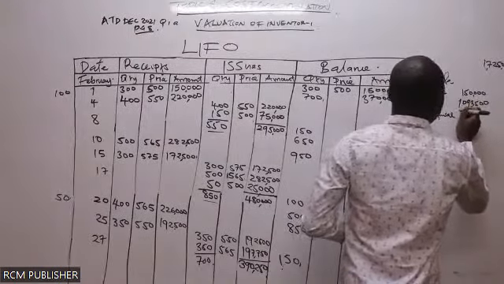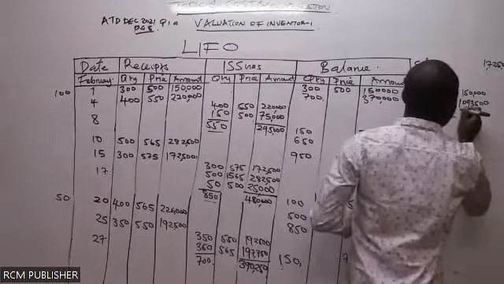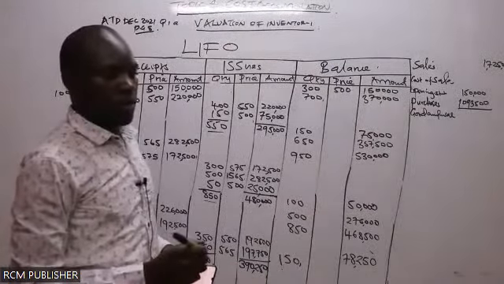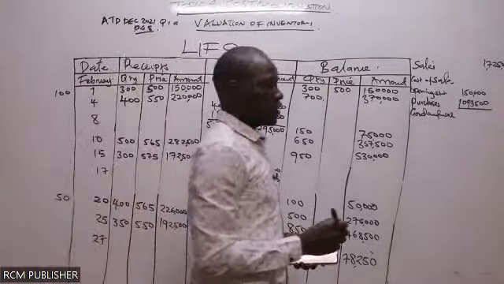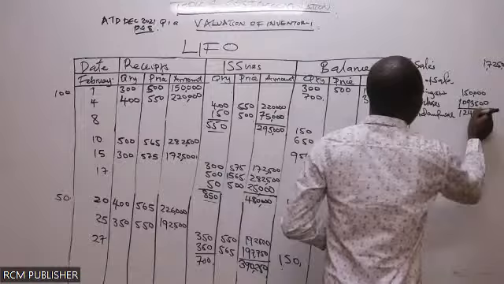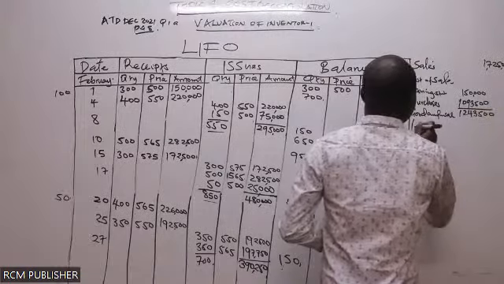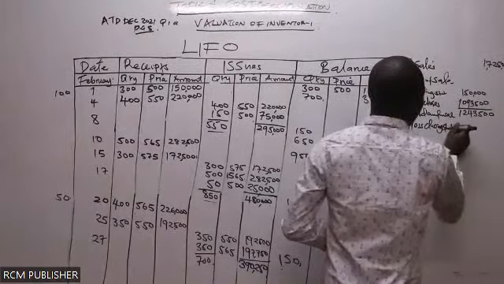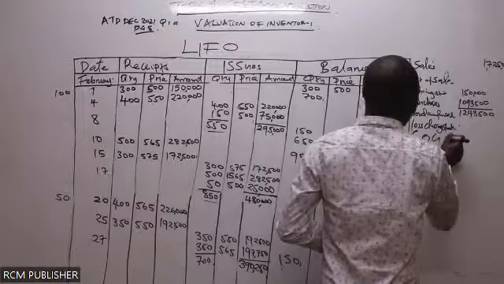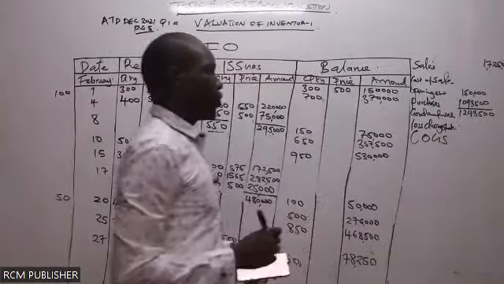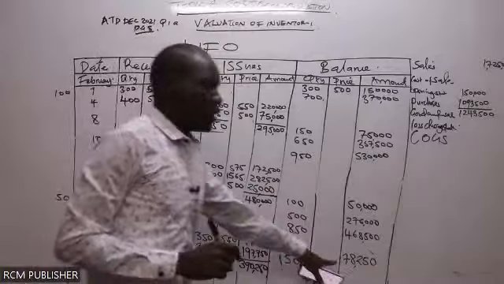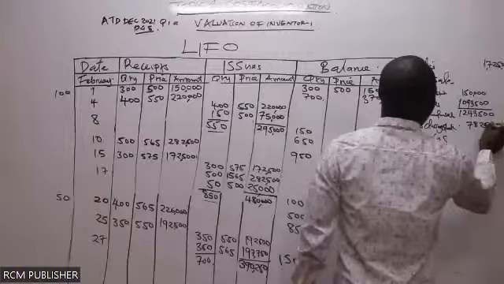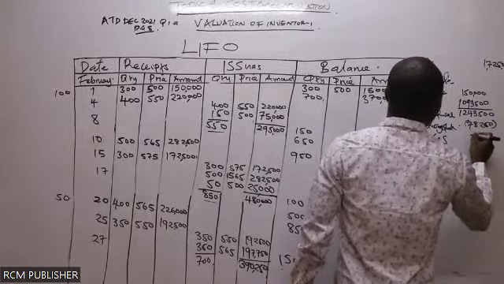What about the value of goods available for sale? 1,243,500. When we less closing stock, we'll be able to get COGS, cost of goods sold. Our closing stock is right down here, 78,250, for us to be able to get COGS.